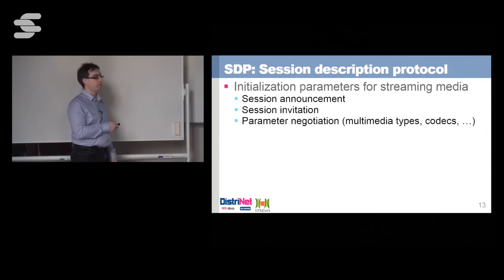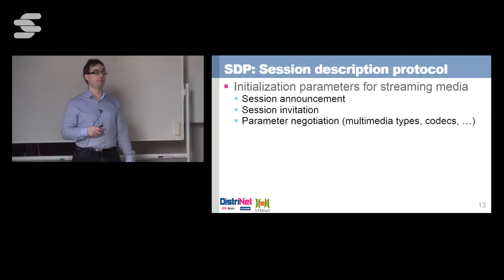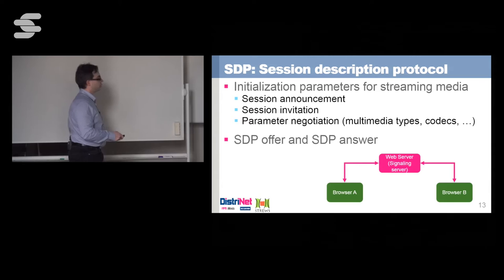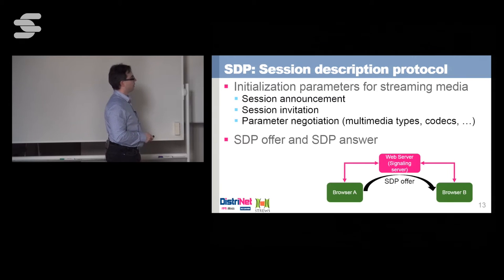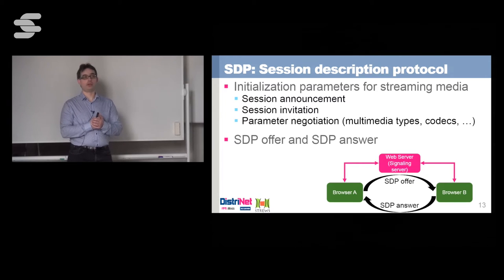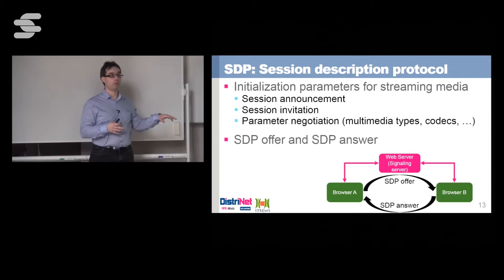SDP is not new, it's not a WebRTC artifact. It's already being used in SIP as well to set up a connection for audio or video between SIP endpoints. The idea is that you will be using the signaling server, the signaling path, to send offers from one browser to the other, and the browser will, on the same path, send an answer back, until you say, well, now we have a good exchange of parameters to be able to set up the connection between the two. This does not yet involve the way you will actually route. It's just making sure that you have a good way of knowing what endpoints will understand, so that they are compatible with each other to put up streams.